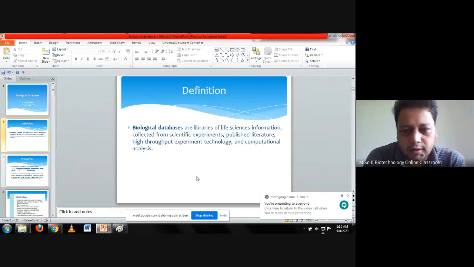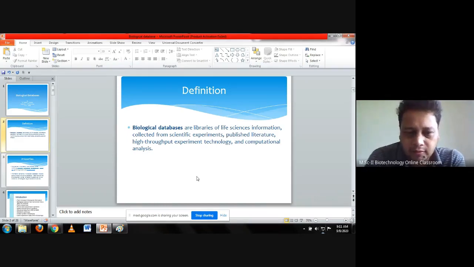And it contains what? Life science information. The word biological itself suggests it is concerned with life science, collected from scientific experiments. Various experiments are being carried out. For example, they are doing sequencing of bacteria for their molecular identification, or they are doing transformation work. Second is published literature.